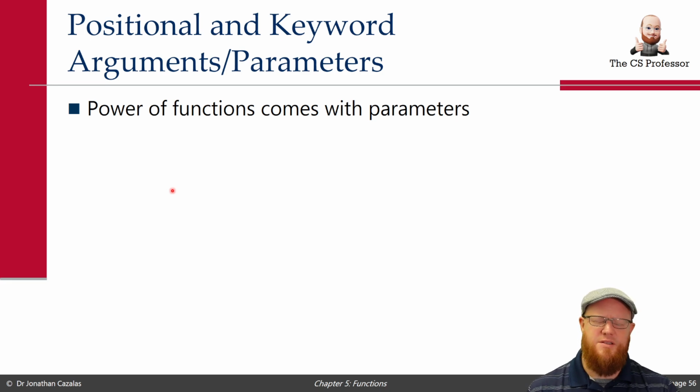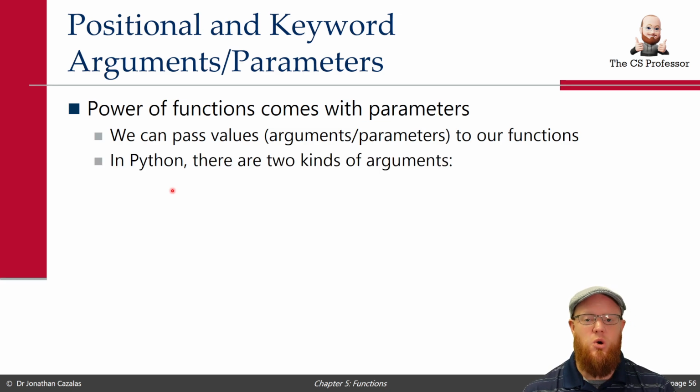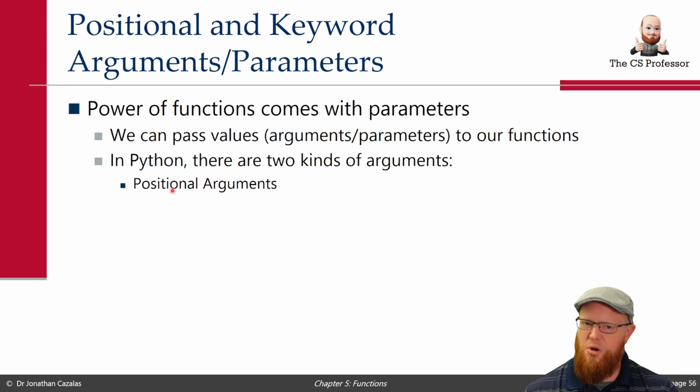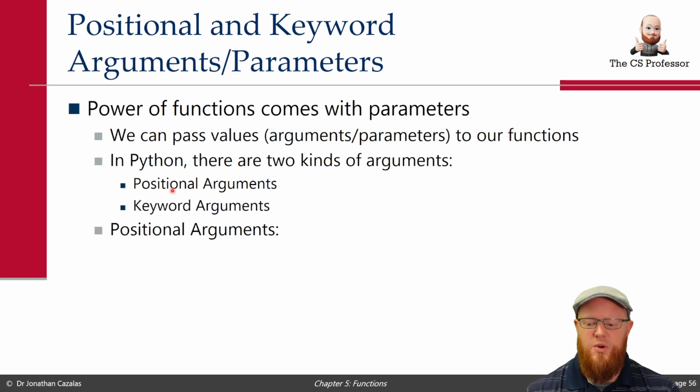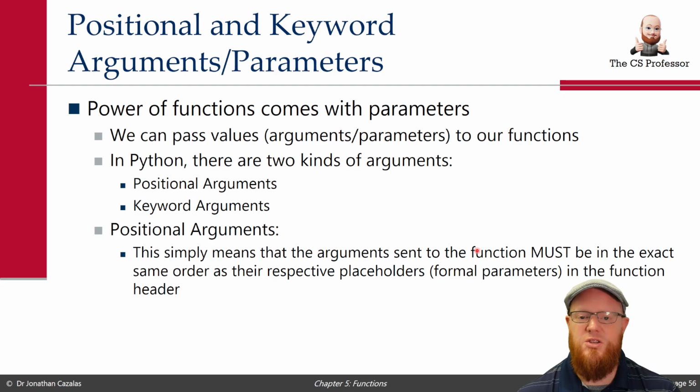Also new for us is this idea of keyword-based arguments. What we've seen thus far is simply what is known in Python as positional arguments. There are two kinds of arguments in Python. We have positional arguments, and we also have keyword arguments. Positional arguments are what we've been using thus far. It simply means that when you send arguments to a function, those arguments must be in the exact same order as their respective placeholders in the function header.